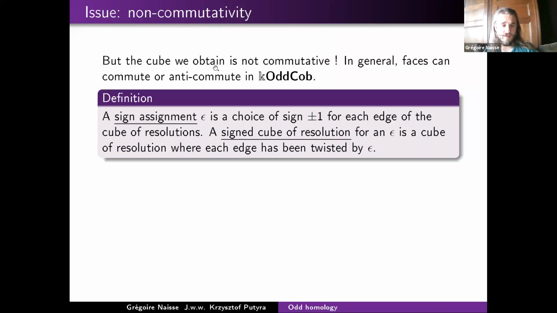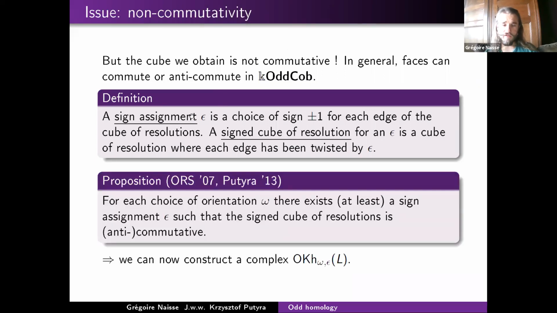And so for this, what you can do is use a sign assignment. So what you do is, for each edge of your cube, you choose a sign, plus or minus 1. And then from this, you can define a signed version of your cube of resolution, where you just twist the edges by these signs.